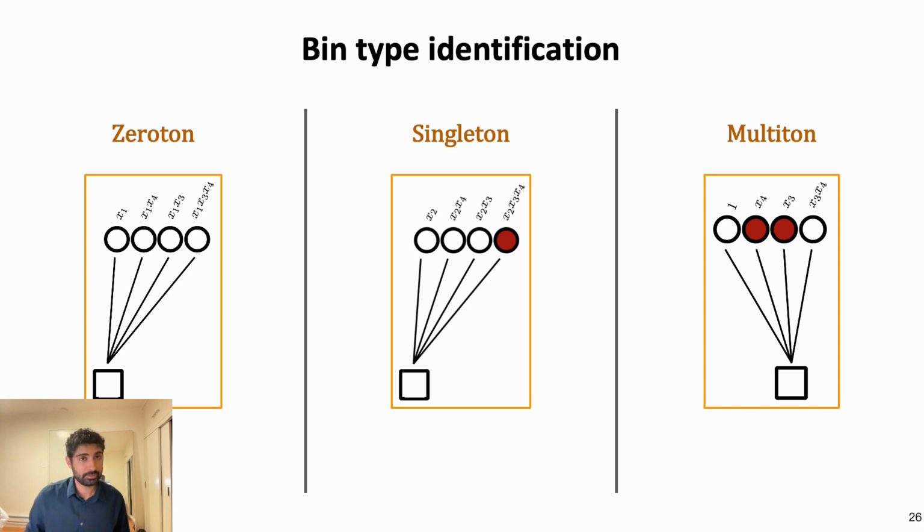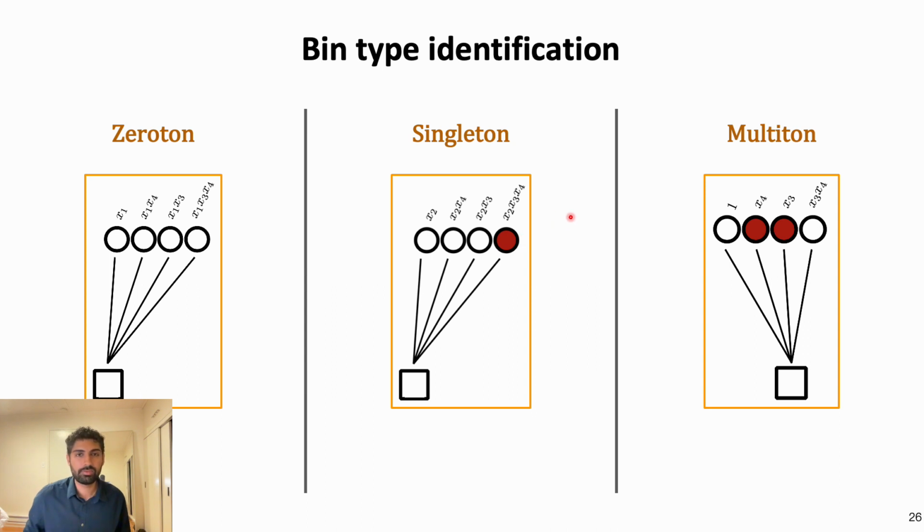Now, there's 3 types of observations we need to be concerned with. The first are the zerotons. So these are ones that are binnings of only 0-valued Fourier coefficients, and they're not particularly interesting to us. The second are the singletons. So these are the ones that are binnings that contain exactly one non-zero Fourier coefficient. And these are the most important to us because they're going to allow us to determine that single non-zero Fourier coefficient.